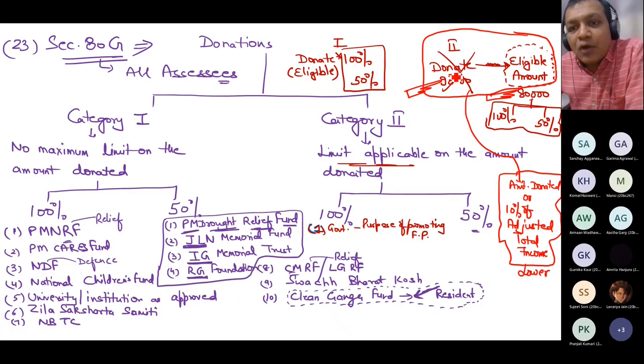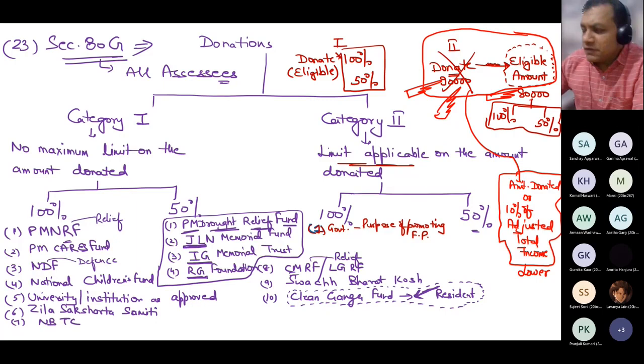Similarly, if my amount donated is 90,000 and my 10% of adjusted total income is 2 lakh, then which is eligible? 90 becomes eligible. Whichever is less is the eligible amount, and on this eligible amount, you compute 100 or 50 as the case may be. That I will tell you with the help of a numerical. But I hope a little bit of structure is now clear in your mind.